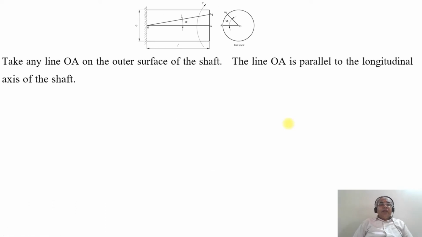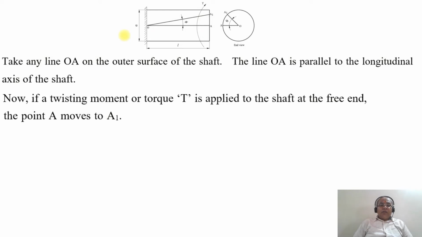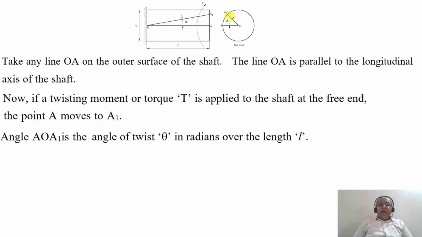So when you're considering that, take any line OA on the outer surface of the shaft. The line OA is parallel to the longitudinal axis of the shaft, that is OO1. Now if a twisting moment or torque, that is T, is applied as shown in the figure at the free end, then point A moves to A1. So angle AOA1 will be the angle of twist, which is measured in radians over a length L.